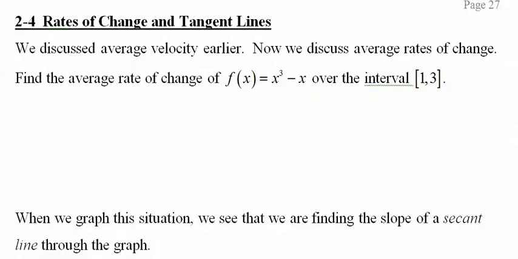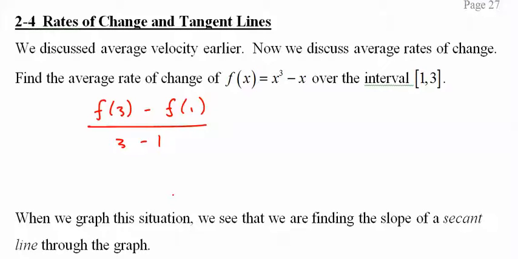All right, so we've discussed average velocity earlier. Let's play with it again. Find the average rate of change over the interval. Well, what that means is we need f of 3 minus f of 1 over 3 minus 1. What's the final velocity minus initial velocity divided by how long it takes to go there.